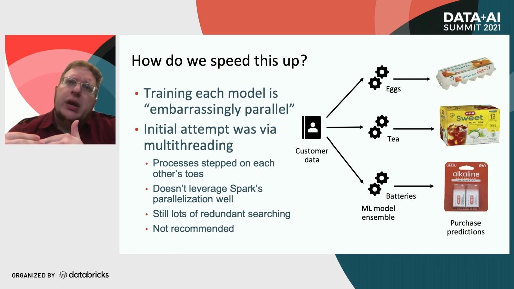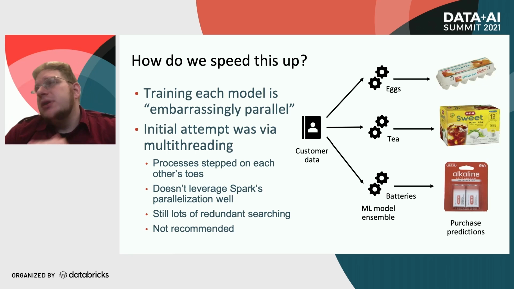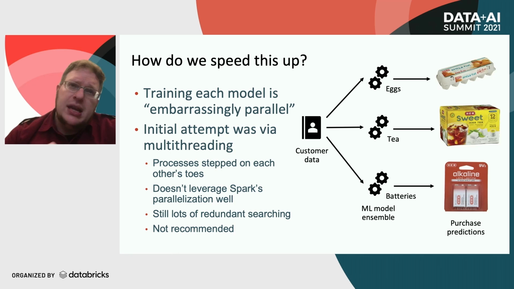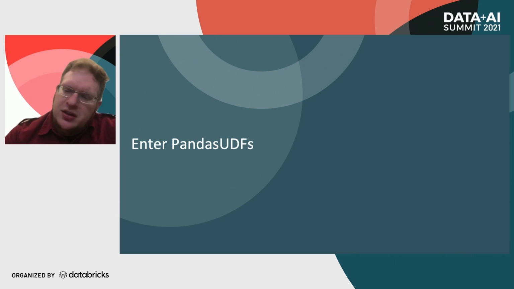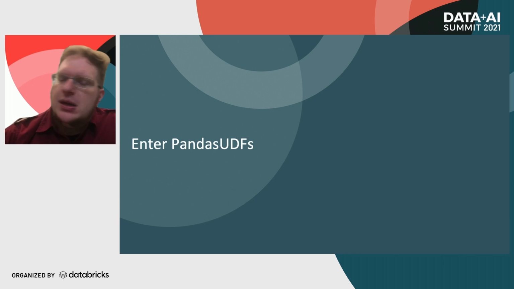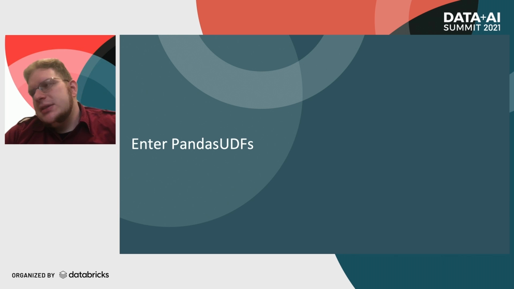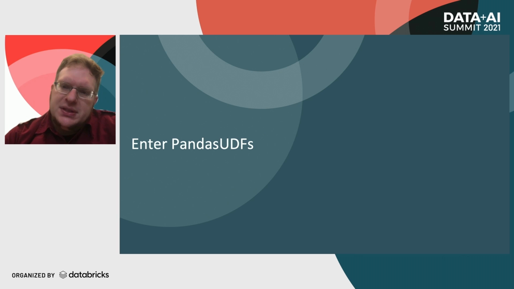If you're in a system where you have a dynamically scaling cluster, you're not really in a good position to take advantage of more machines getting added to the pile. There's still a lot of redundant searching, and in the end, don't go this route. So with a lot of searching, a lot of going on Stack Overflow, a lot of pestering the Databricks team on Slack, I came across a technology called PandasUDFs.